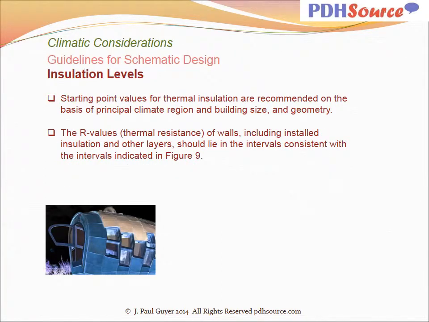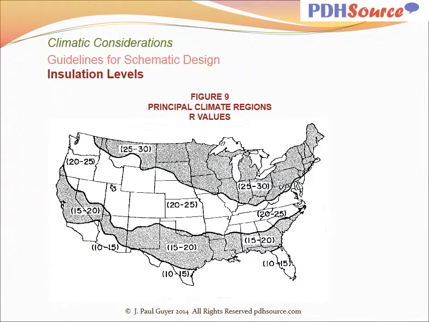Starting point values for thermal insulation are recommended on the basis of principal climate region and building size and geometry. The R values, that is the thermal resistance of walls, including installed insulation and other layers, should lie in the intervals consistent with the intervals indicated in Figure 9. Figure 9 indicates principal climate regions and their associated R values, thermal resistance values.